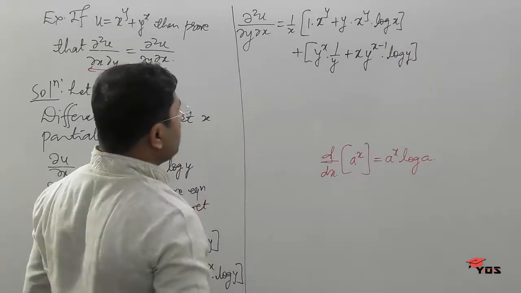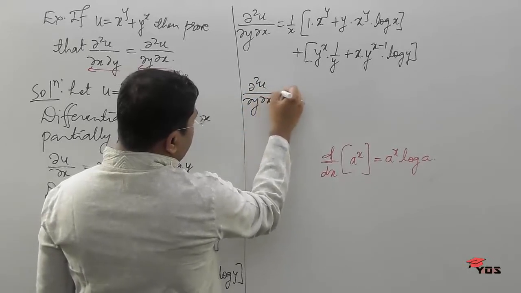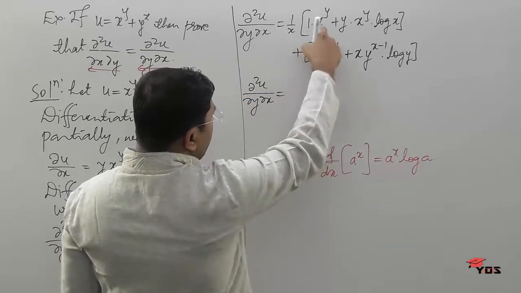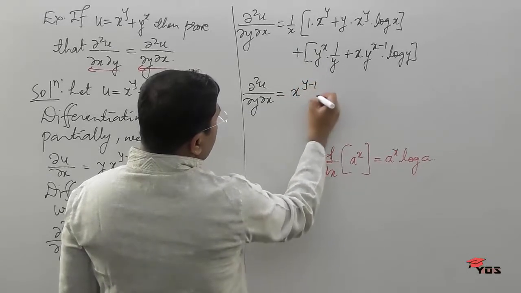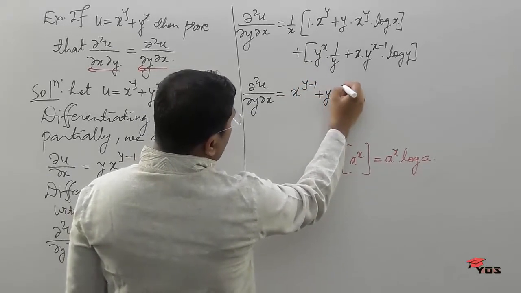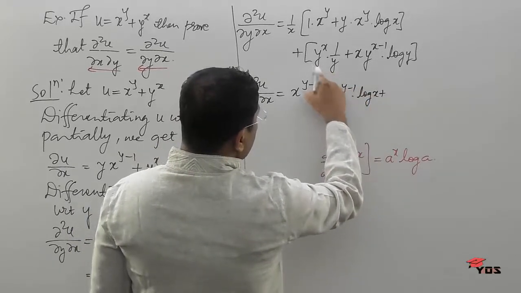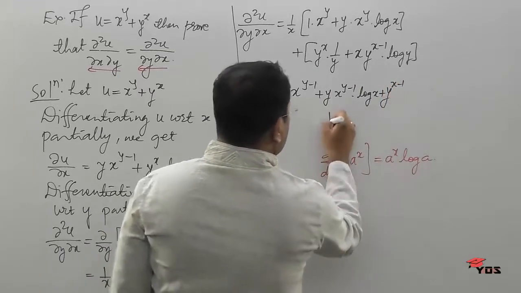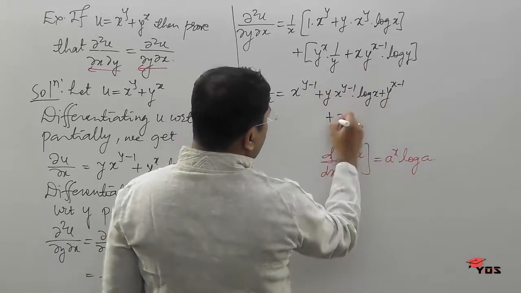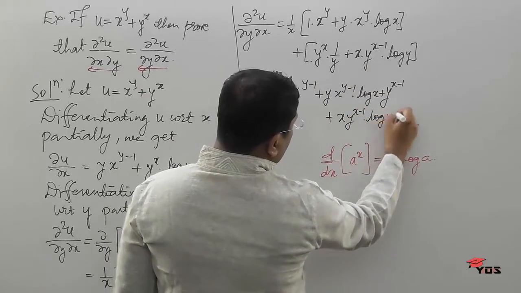Now if we simplify this, we get ∂²u/∂y∂x is equal to, if I multiply by this 1/x inside, then I get x raised to y minus 1, plus y into x raised to y minus 1 into log x, plus we get y raised to x minus 1, and plus this term we have x y raised to x minus 1 into log of y.